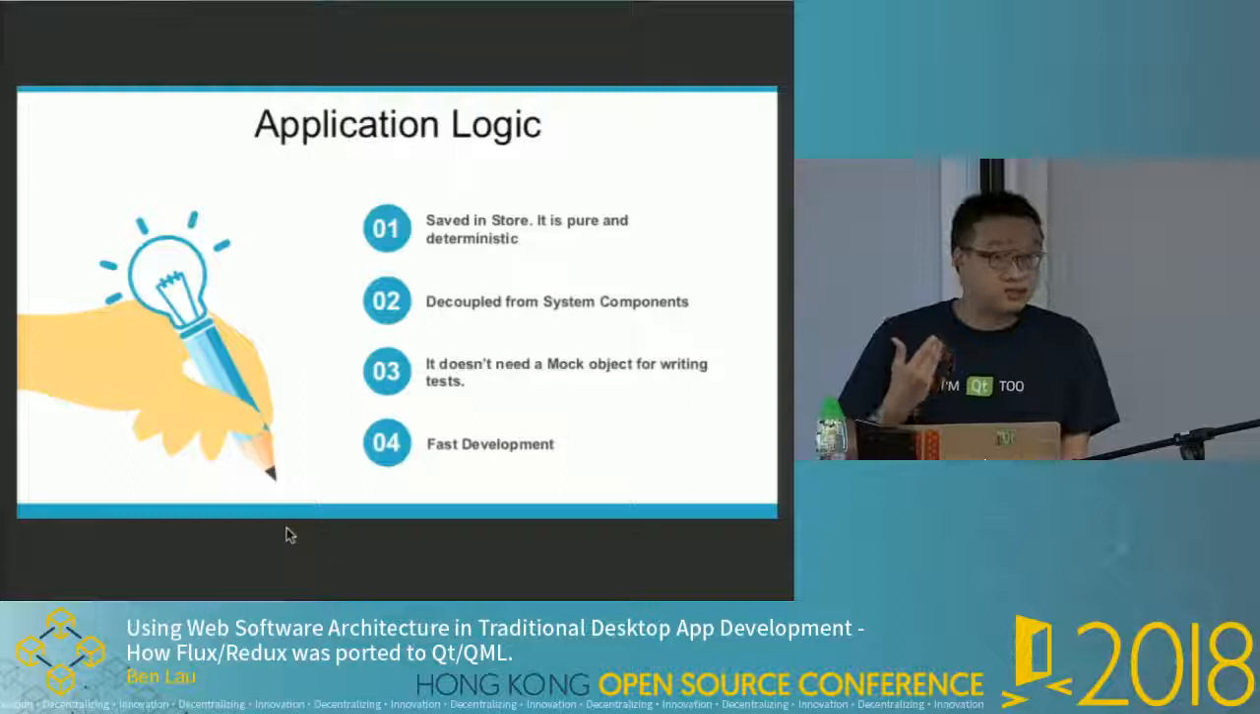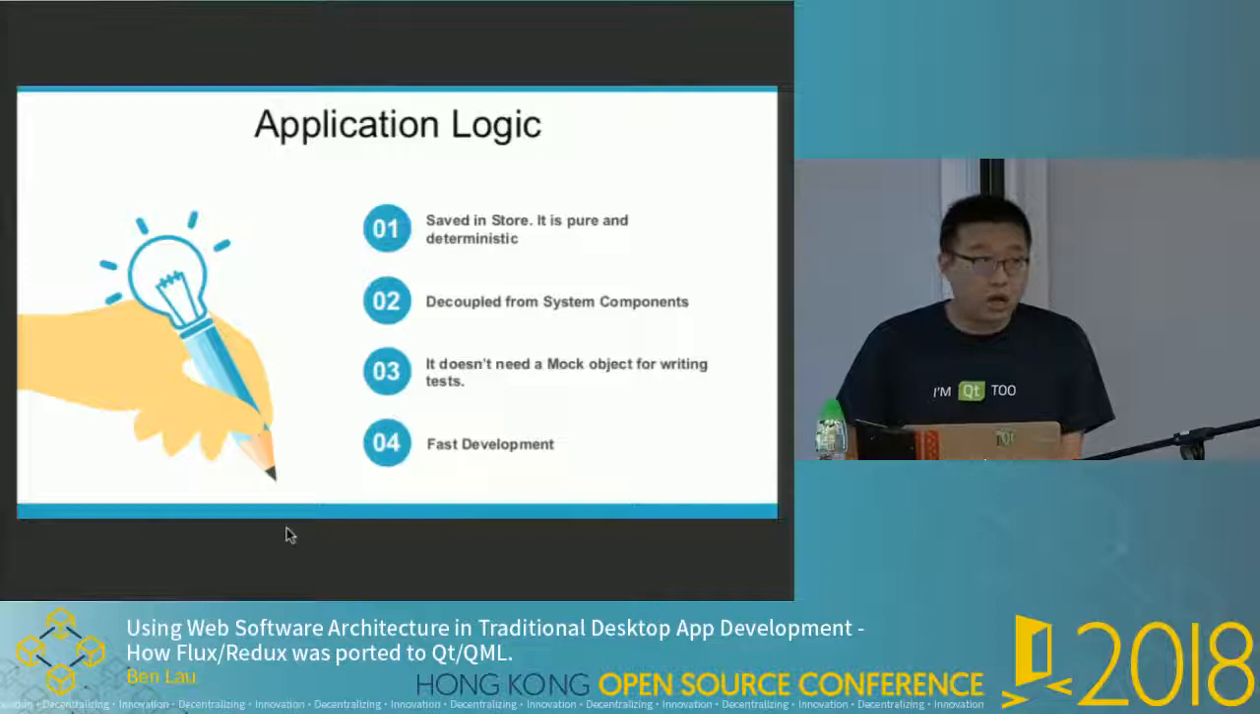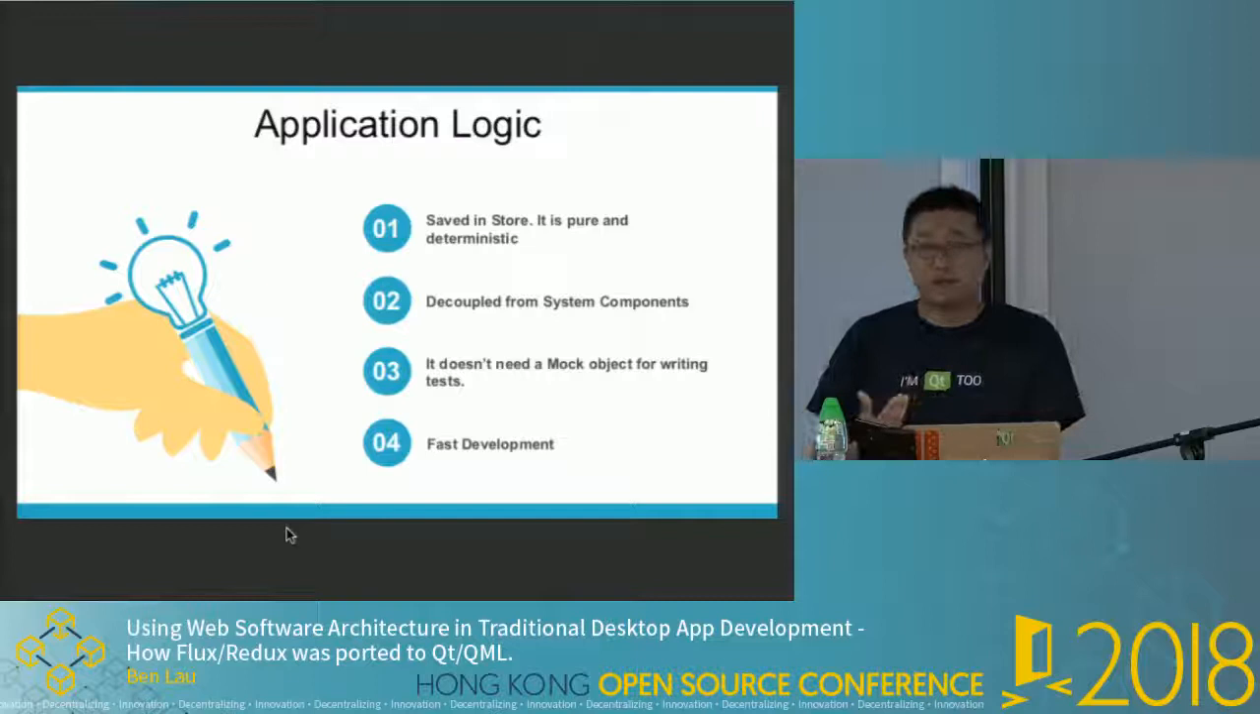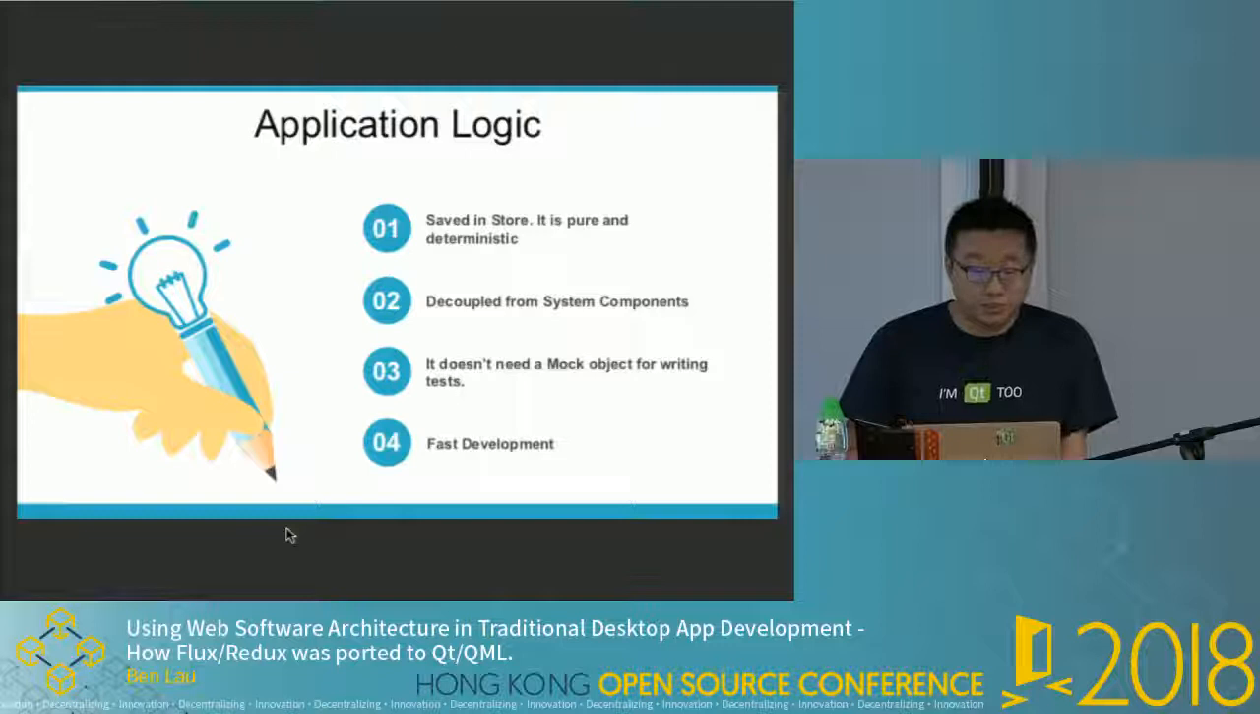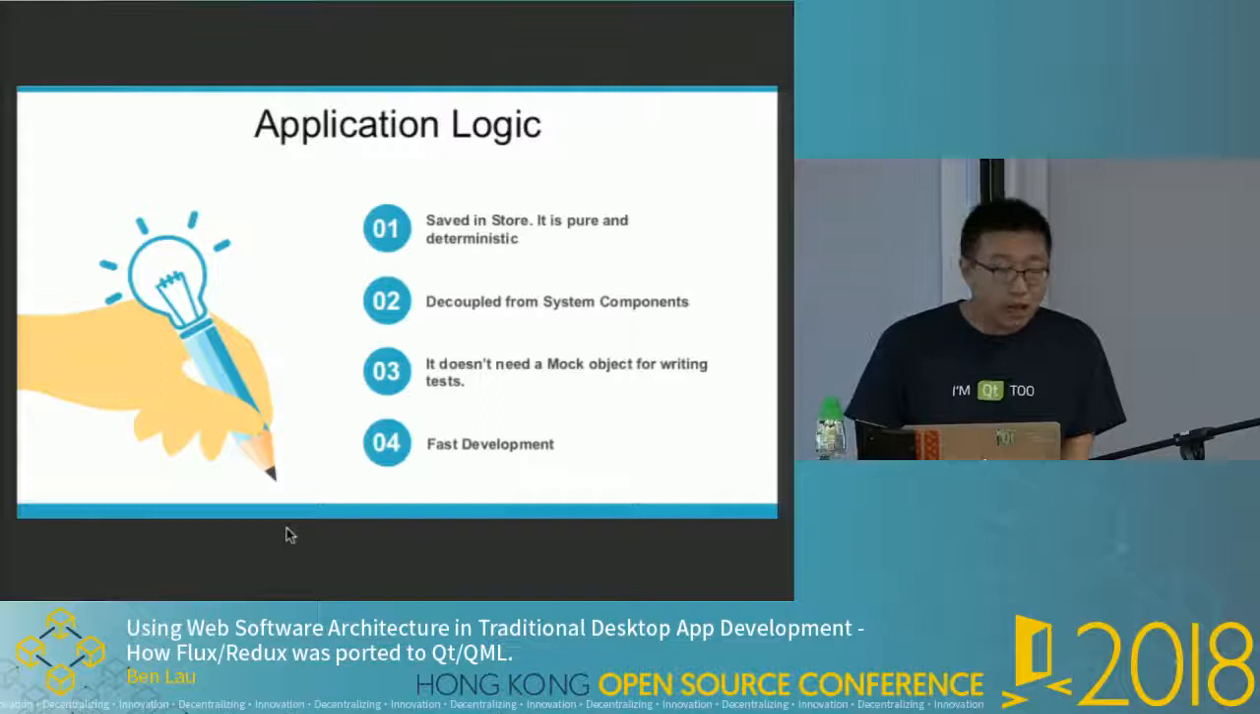But in this architecture, the application logic is decoupled from the system components. I don't need to make anything related to the video playback or anything else. So the development can be faster. And I don't need a mock object for writing tests. Mock objects are usually quite hard to make in many situations, because you need to simulate working software where the behavior is exactly the same. People spend a lot of time writing mock objects. But in this framework, I don't really need a mock object, because everything is decoupled. And therefore, I have a very fast development time.